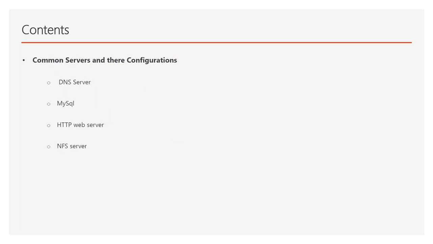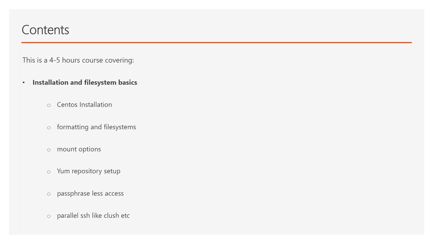And in the end, we will look at some of the common servers, like how you set up a DNS server, how you set up MySQL, how you set up a web server, and how you set up an NFS server. I'm covering these because we need all these things in a Hadoop environment. DNS you need, MySQL you need, let's say for the Hive Metastore. NFS server, you might need it for HA or any common sharing perspective. HTTP web proxy, you might need it for reverse proxying, load balancer, and all. Each one, as I said, is a very detailed topic, so we are not going into that many details. We will just be touching upon them.